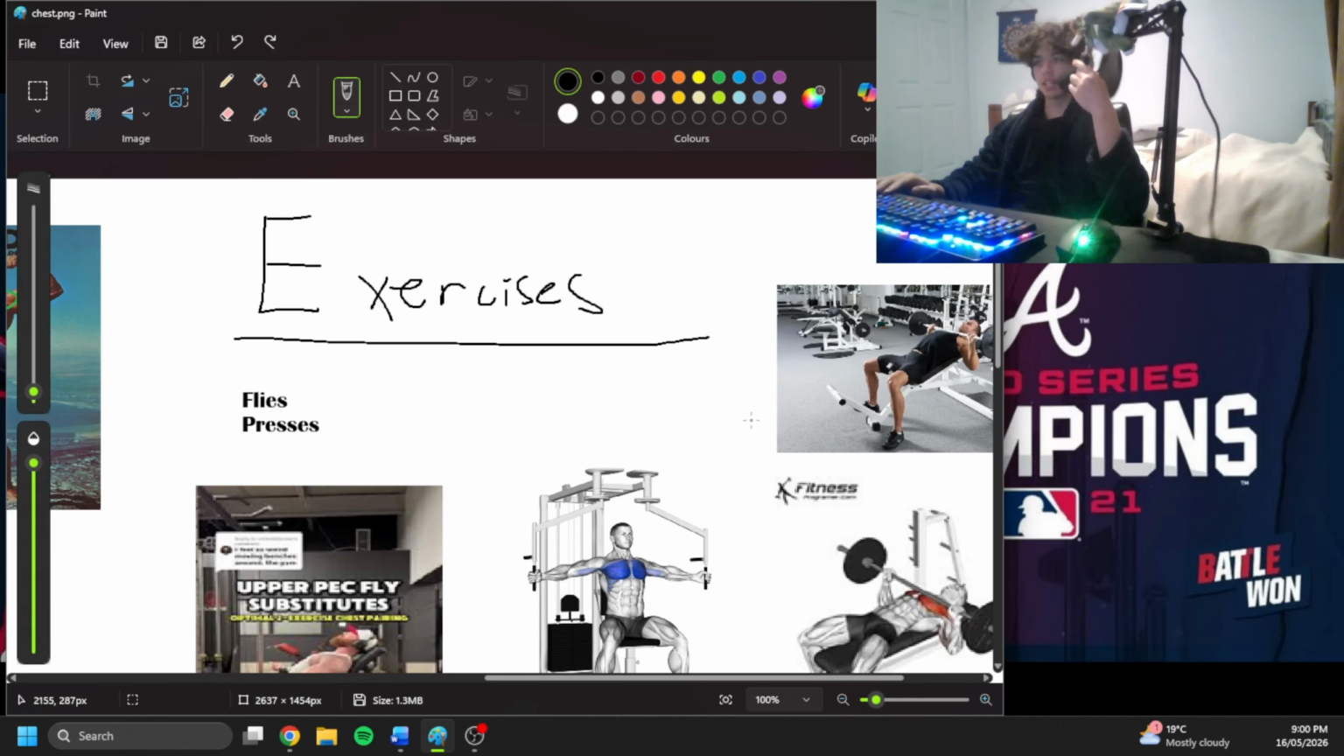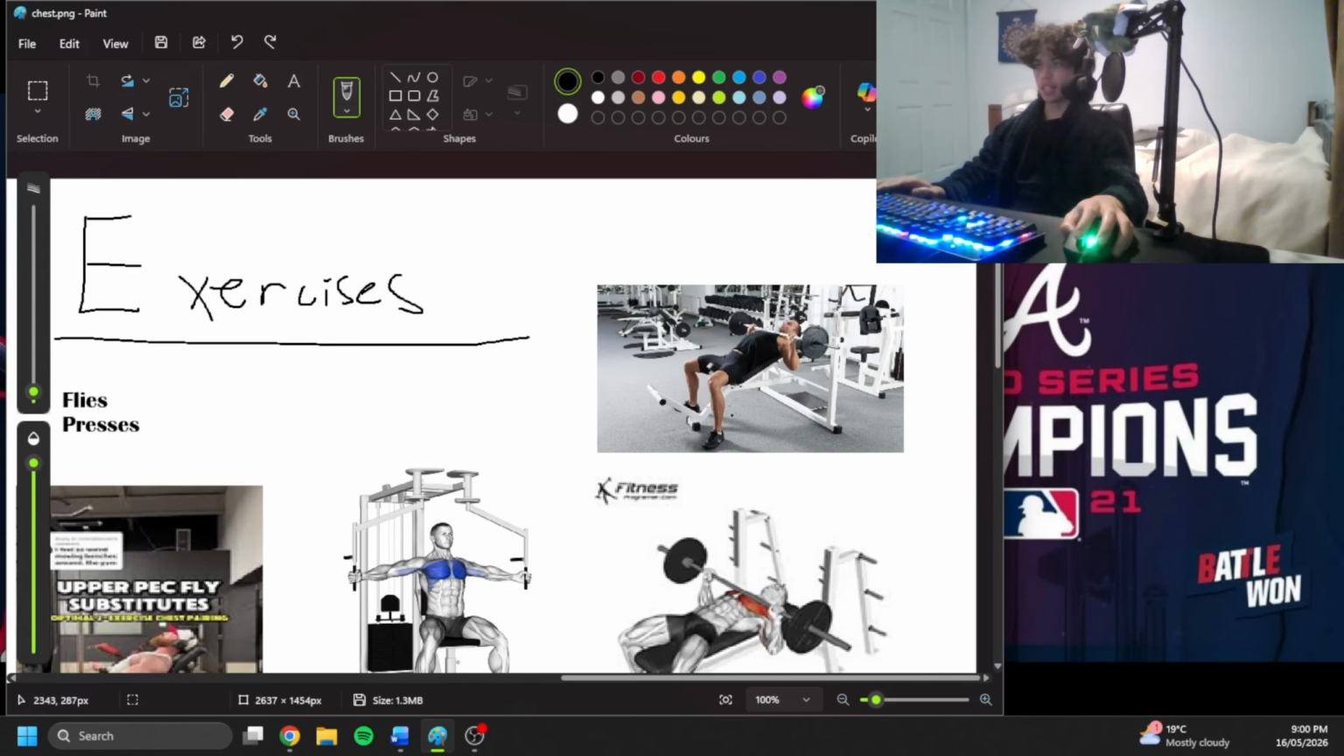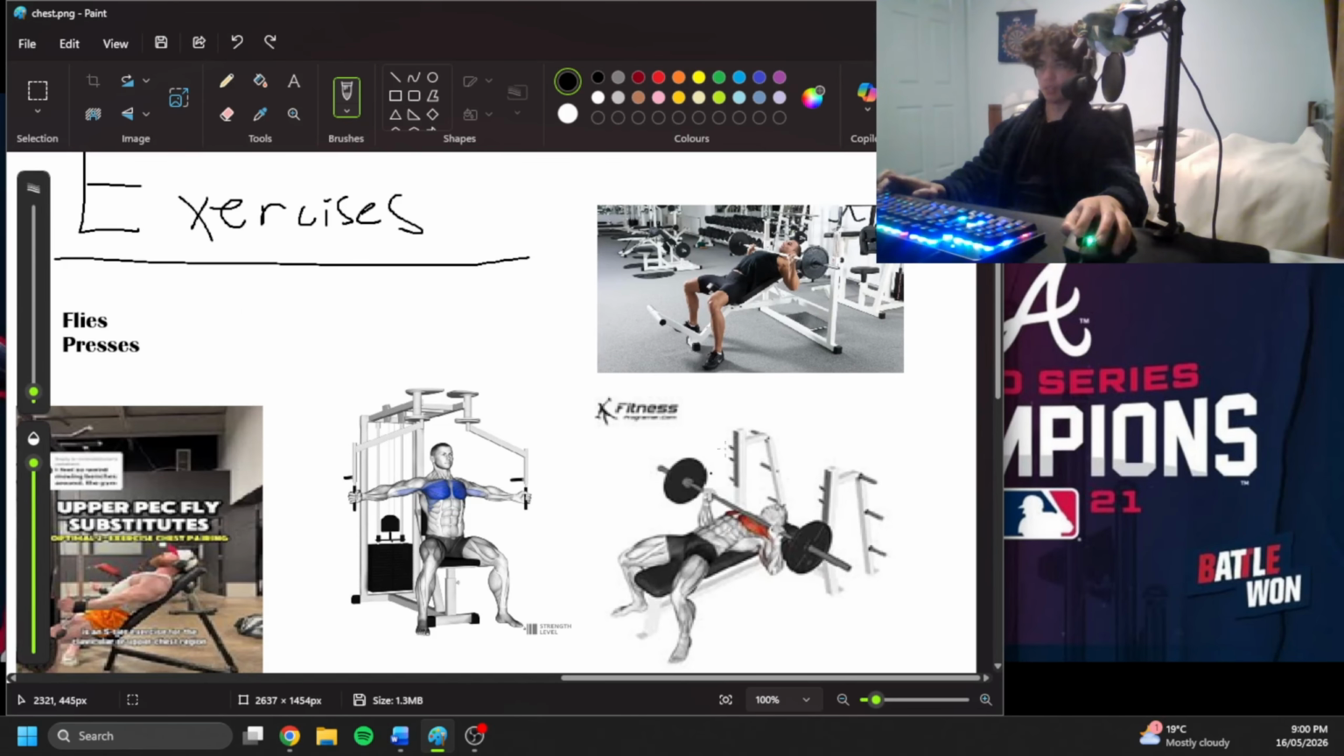This brings us to exercises. What can you actually do to achieve these movement patterns? You've got flies and presses. Those are the two ways to target the chest. So we'll look at the incline and flat presses first. Now I've got these guys doing barbell here. You can do barbell, dumbbell, or even machine. I'll explain why you would want to do each of those and what the benefits of each of them are.